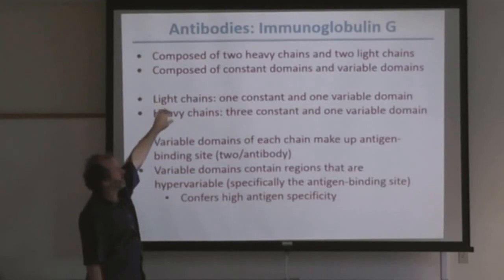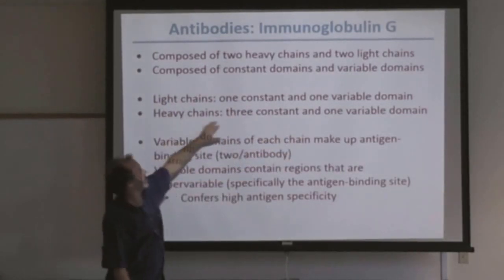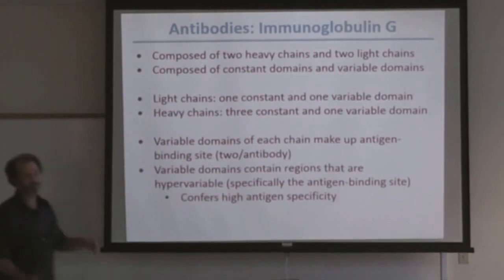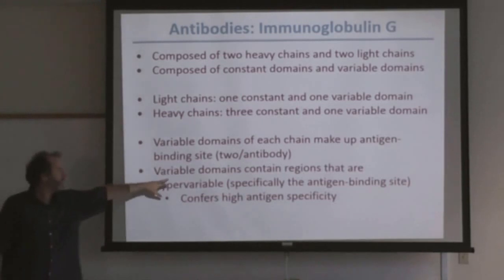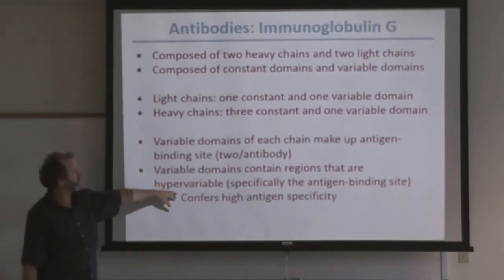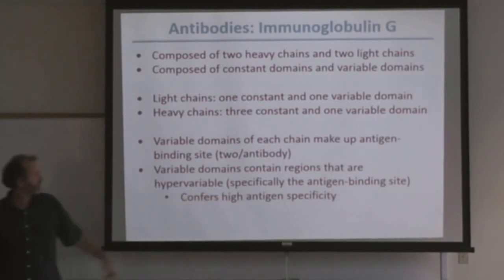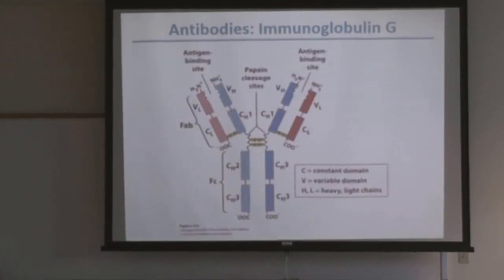Both light and heavy chains have one constant and one variable domain, well, except for the heavy chains have 3 constant. But still, there's a constant region and then one variable domain on each. And then the variable domains of each chain make up the antigen binding site. You have 2 antigen binding sites per antibody, and the variable domains contain regions that are hypervariable. Specifically, the antigen binding site confers a high antigen specificity.